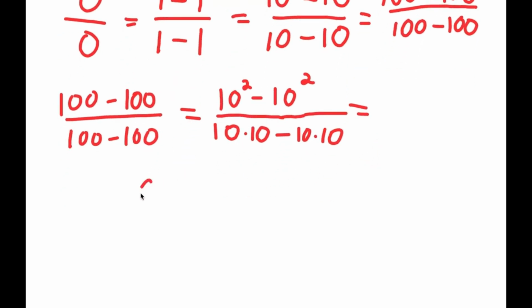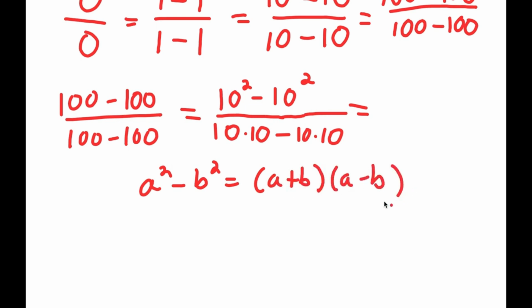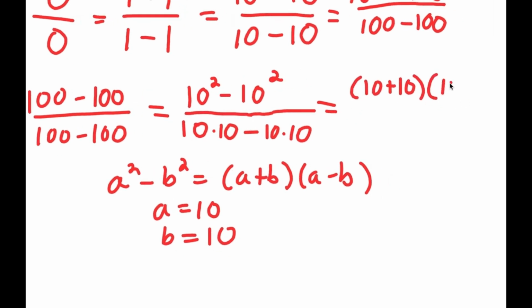And the reason why I did this is because if I have something in the form a squared minus b squared, this is equal to a plus b times a minus b, right? So in this case, I have 10 squared minus 10 squared, and a and b are the same thing. So a is 10, and b is 10 as well. So I get 10 plus 10 times 10 minus 10, and I have this over 10 times 10 minus 10 times 10.